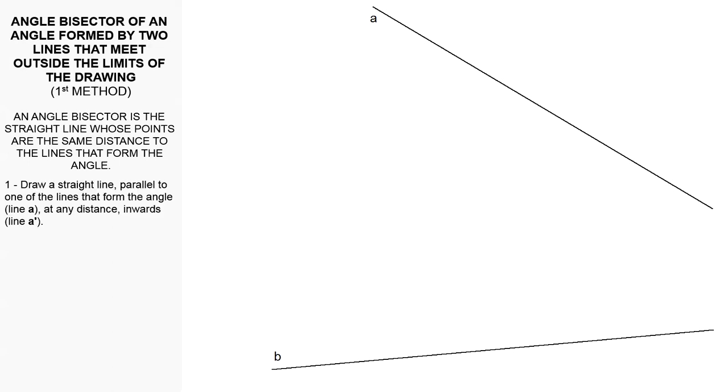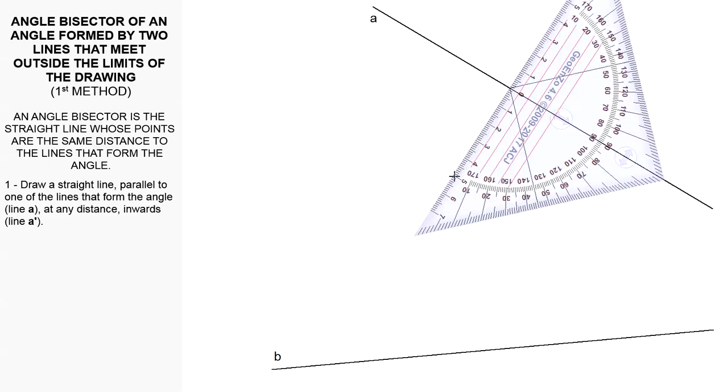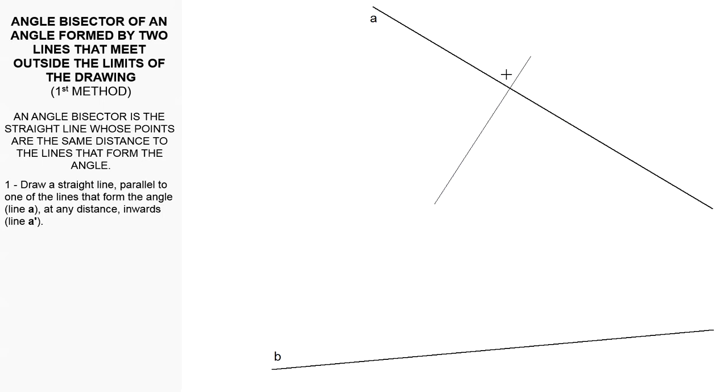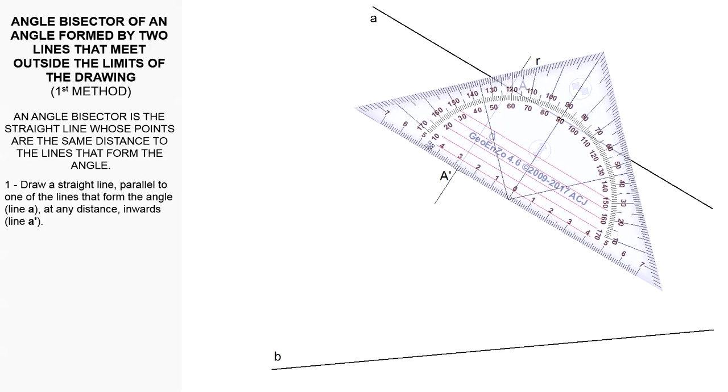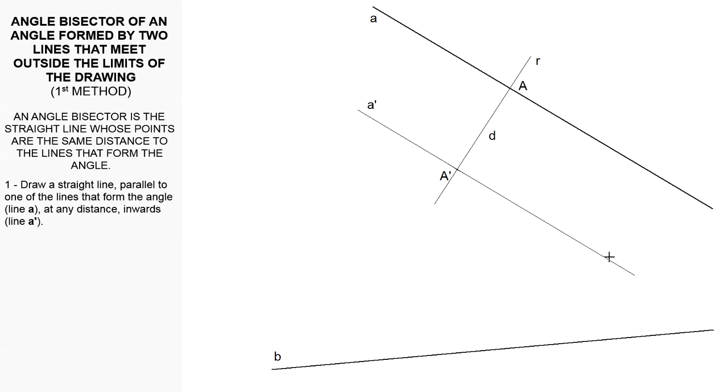In order to draw a line that is parallel to line A, we have to draw a line that is perpendicular to it wherever we want. This straight line R, perpendicular to line A, meets line A at point A. From point A and on line R, we take the measure we want, for example, this measure D, marking this point A1 on straight line R. Then we draw this line A1 that goes through point A1 and is parallel to line A, so every point on this straight line A1 is the same distance to straight line A.